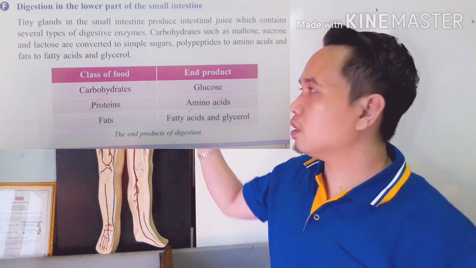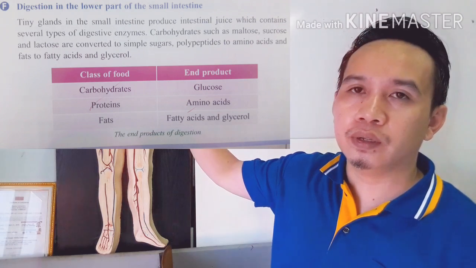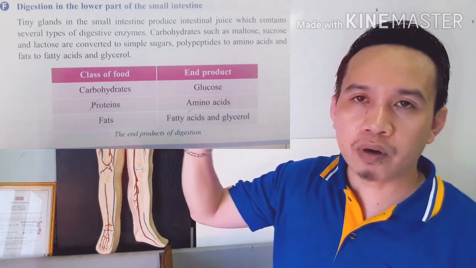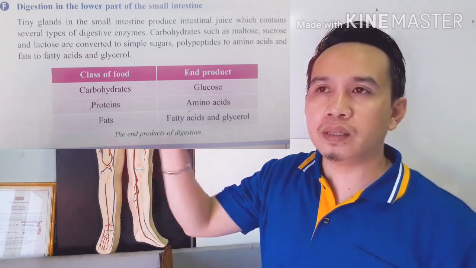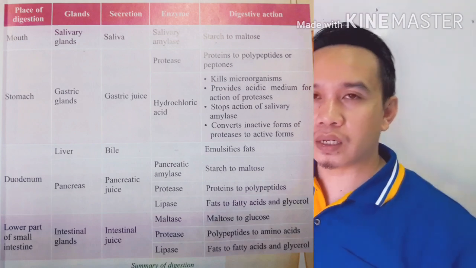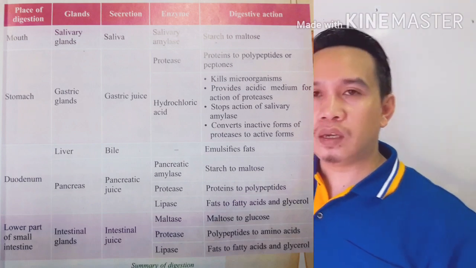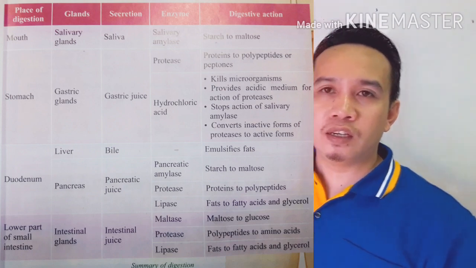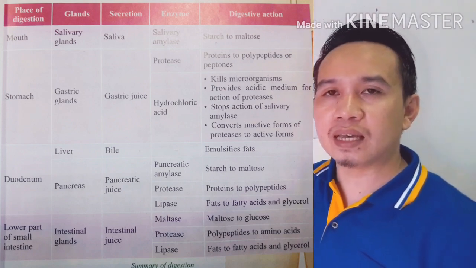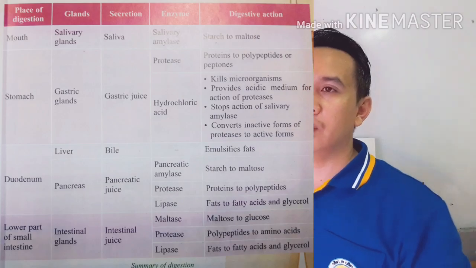So as you can see, there are classes of food that contain carbohydrates, proteins, and fats. And what could be the end product for that? So in carbohydrates, the end product is what we call glucose. In proteins, there are what we call amino acids. In fats, there are what we call fatty acids and glycerol.